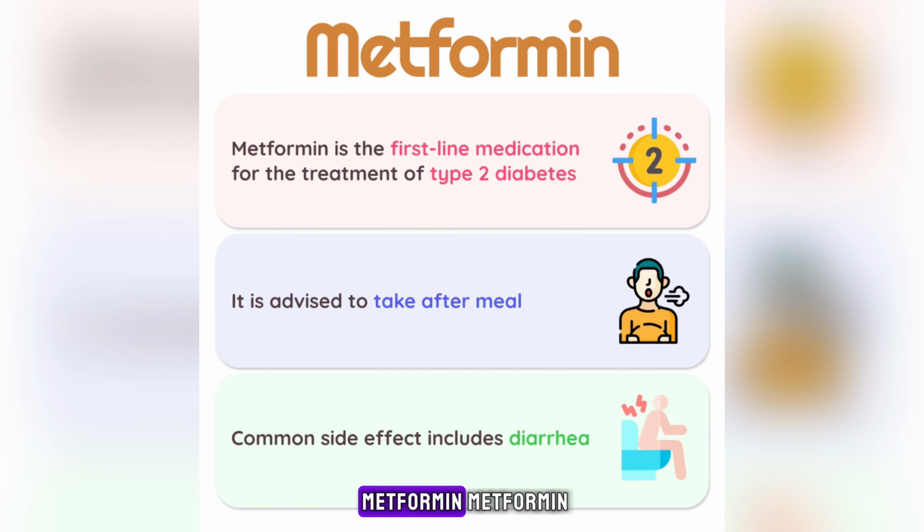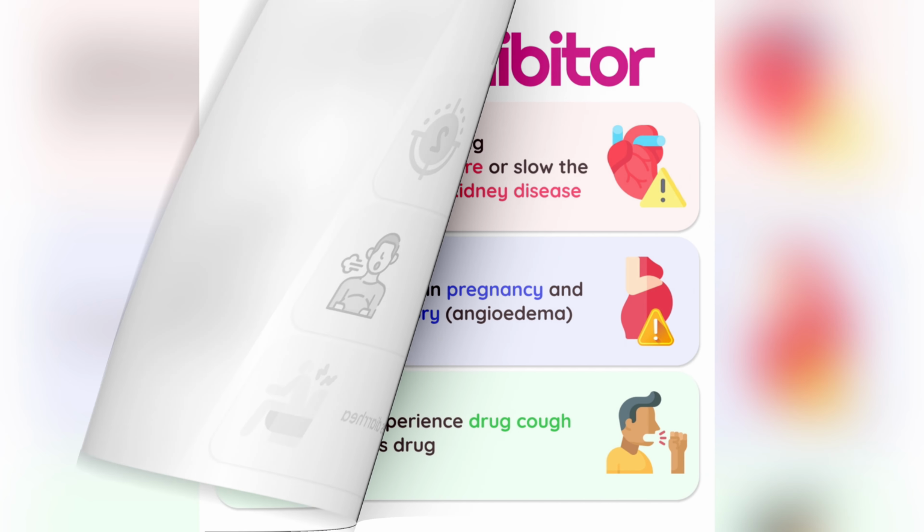Metformin. Metformin is the first-line medication for the treatment of type 2 diabetes. It is advised to take it after meals. A common side effect includes diarrhea.